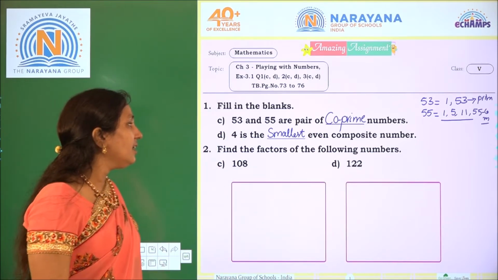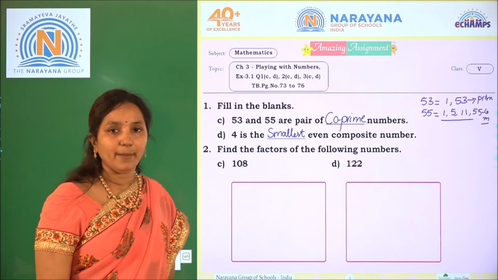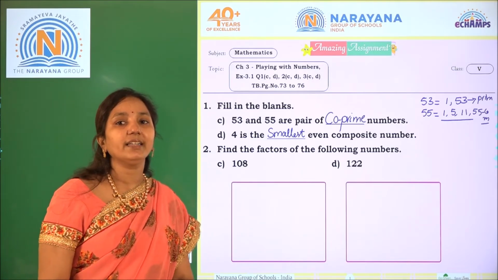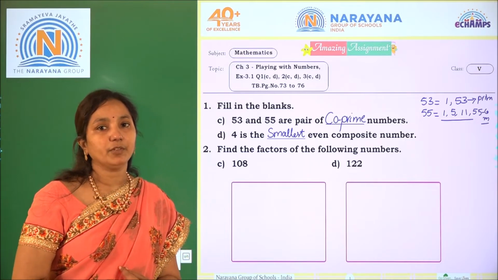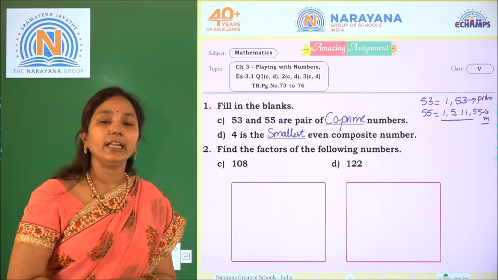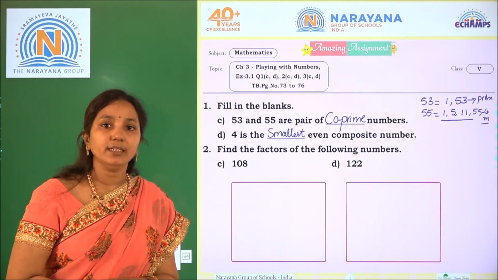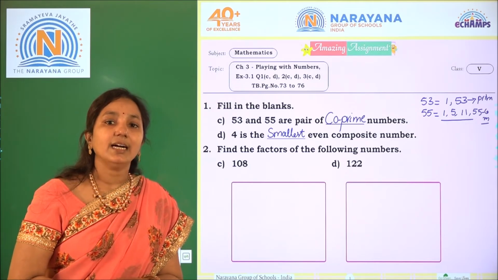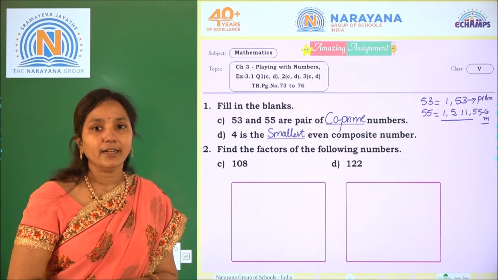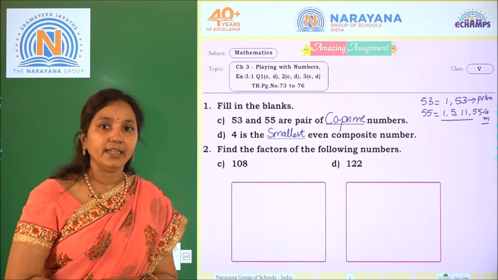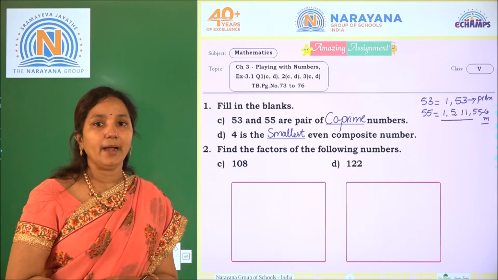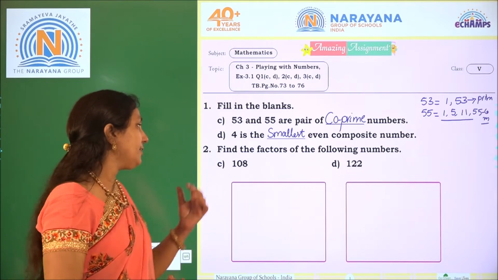Coming to the second one: find the factors of the following numbers. So what is a factor? A factor is a number that divides another number without leaving any remainder. Okay, now coming to here.